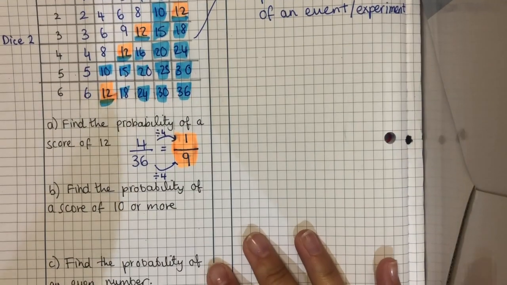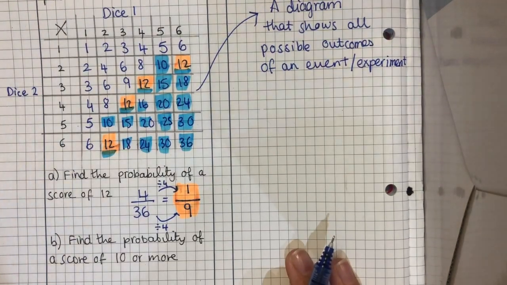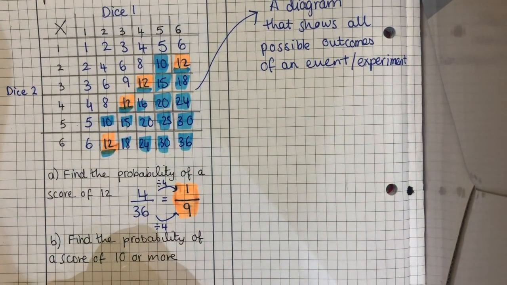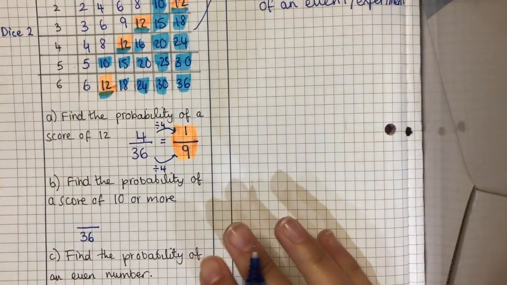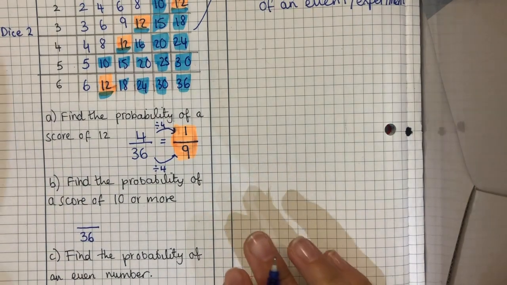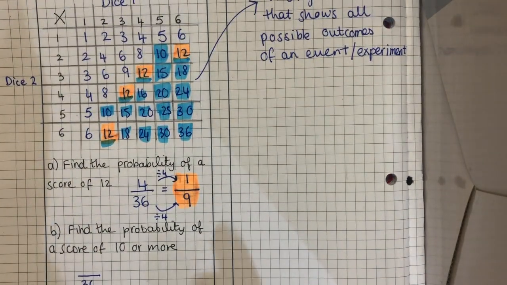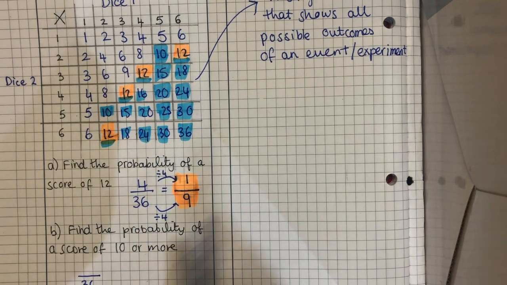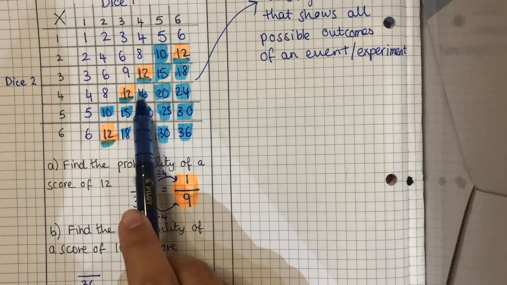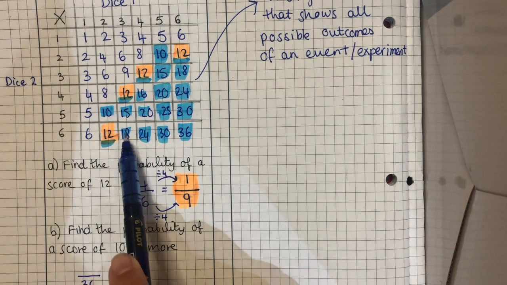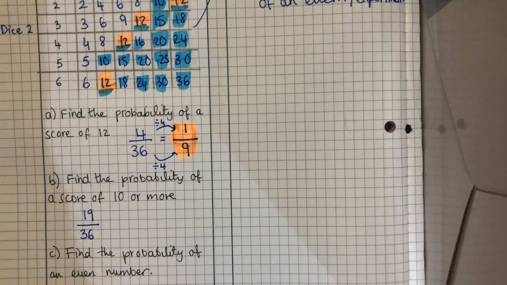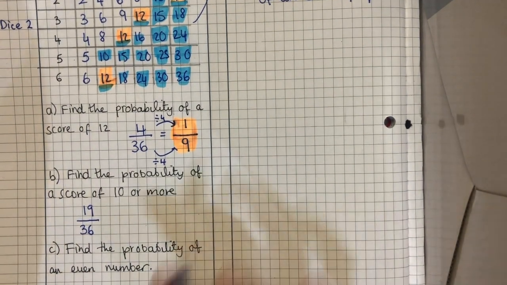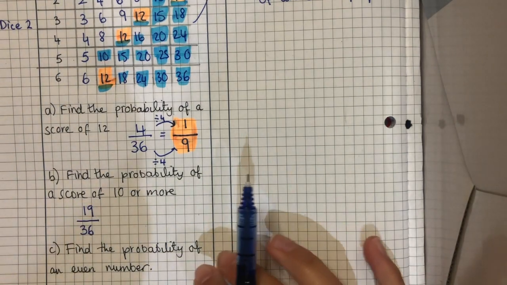Okay, as you can see, I've highlighted all the ones that are 10 or more. My denominator remains the same because I still have a total possible 36 outcomes. I need to count how many of these have a value of 10 or more. That is 19. You need to think to yourself, can I simplify 19 over 36? And because 19 is a prime number, that is in its simplest form already.